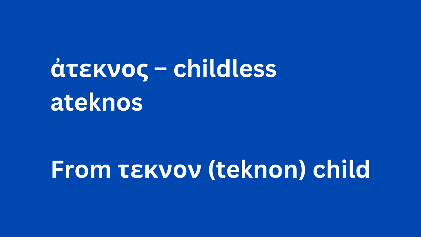But look at our word that we're considering here. Ateknos is a masculine noun, which tends to talk about people or things. So a person who is childless is ateknos. People, plural, who are childless would be ateknoi. But I want you to contemplate with me for a moment.